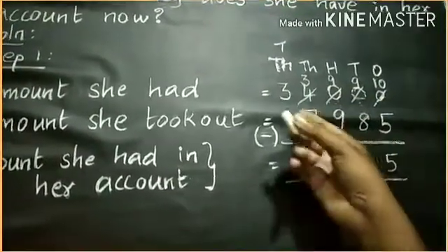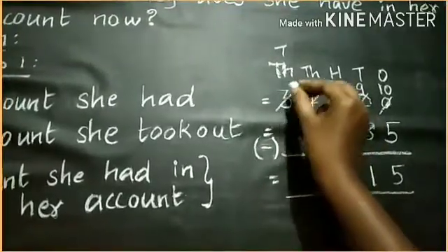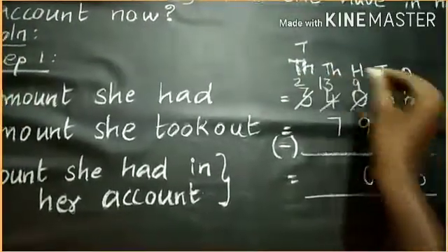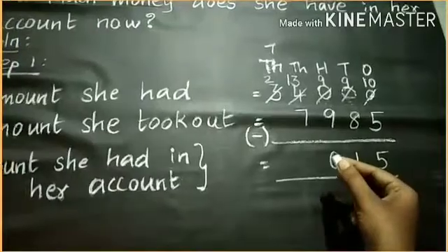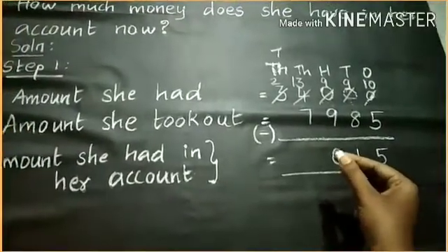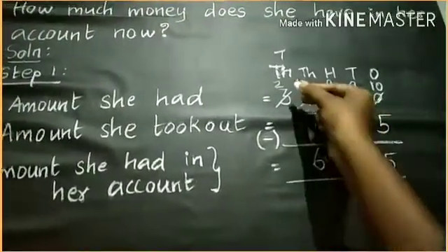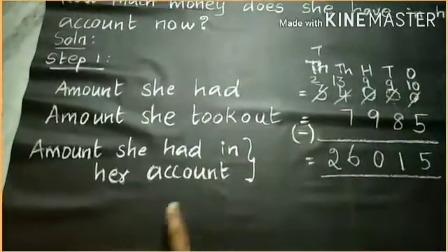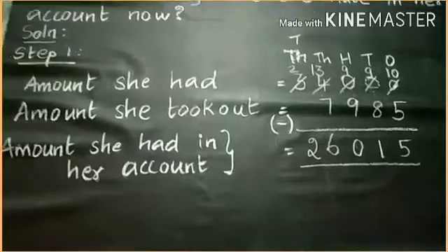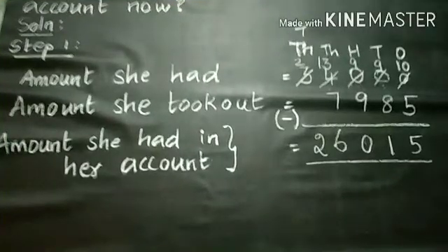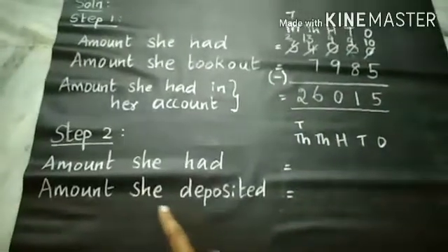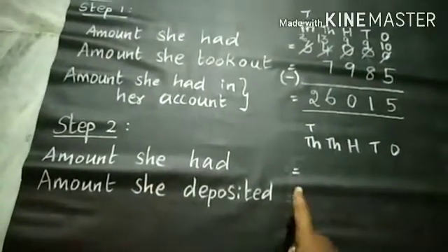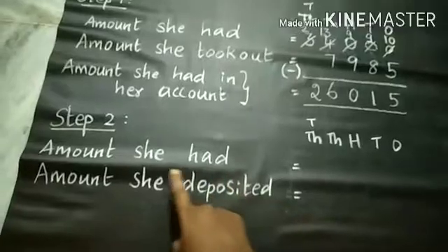3 minus 7 we can't subtract, so borrow from nearby places. 3 becomes 2. In 1000 place 3 becomes 13. Now 13 minus 7 is 6. 2 minus 0 is 2. Now we get amount she had in her account is equal to rupees 26,015.